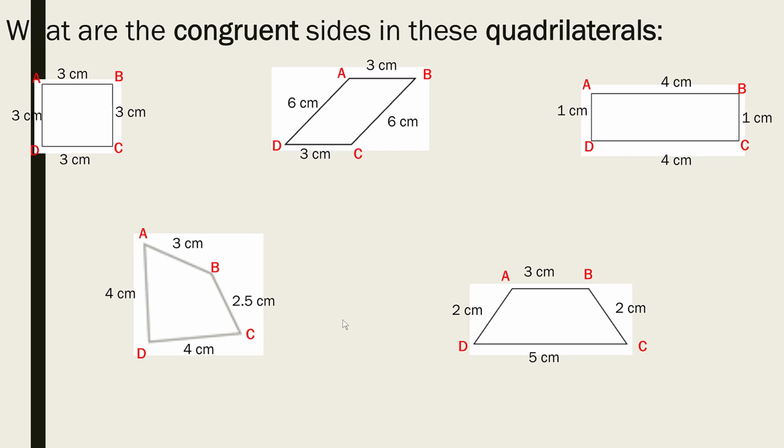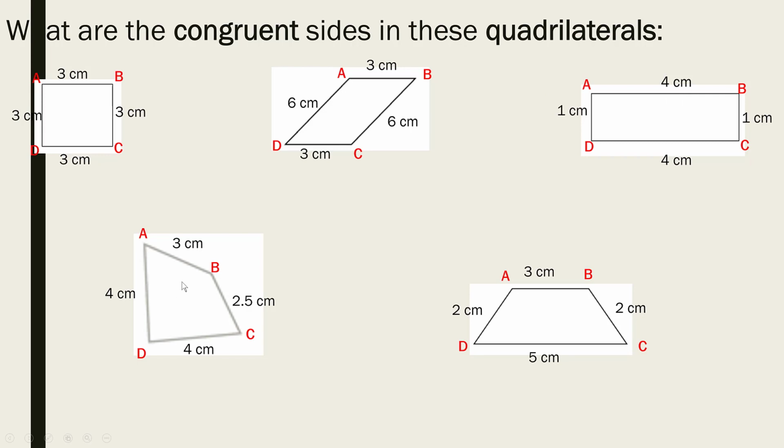All right, so the congruent sides of these quadrilaterals: a square has a bunch of congruent sides. They're all the same length. So we'll say congruent, congruent, congruent, congruent. This parallelogram has 3 and 3, which is one set of congruent sides, and 6 and 6, which is another set of congruent sides. A rectangle is like the example I would set for everybody on how to be congruent. He's got 1 and 1, 4 and 4. I mean, you can't get more congruent than that.